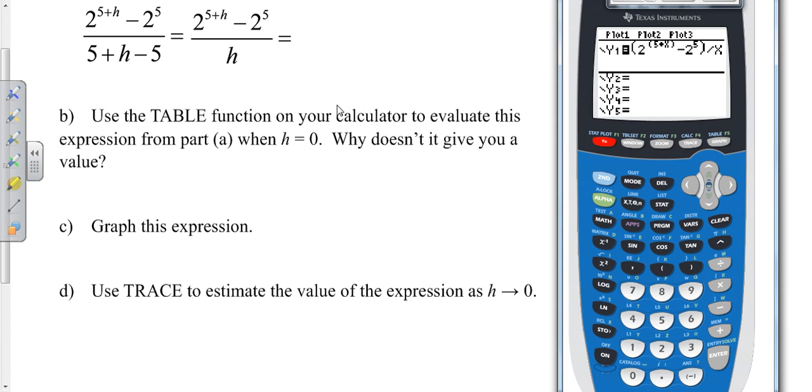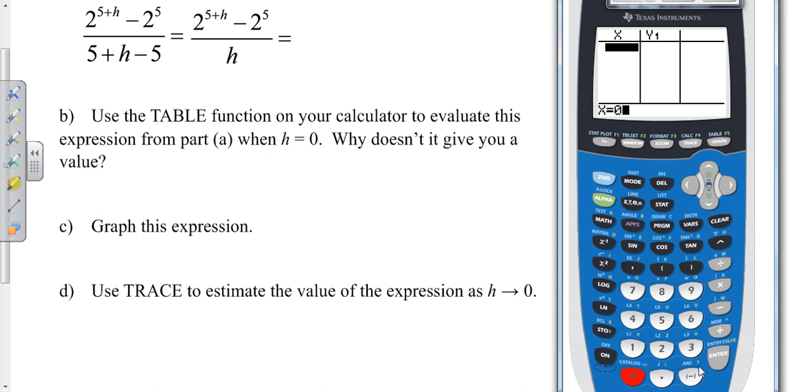Then we're going to use our table. So we're going to first of all set our table up, which is second window. We're going to go down to the independent and select ask. Now we're going to look at table, which is second graph. And nothing shows up. But we're asked to see what happens when we're getting close to 0.